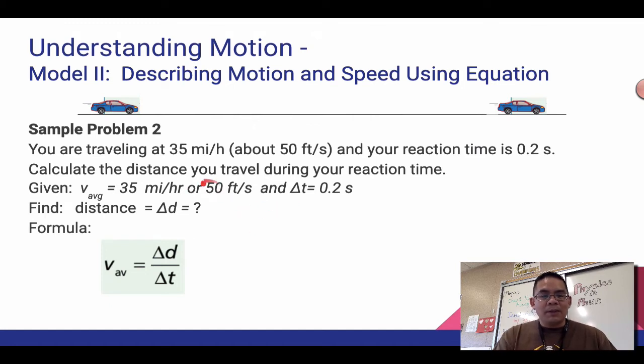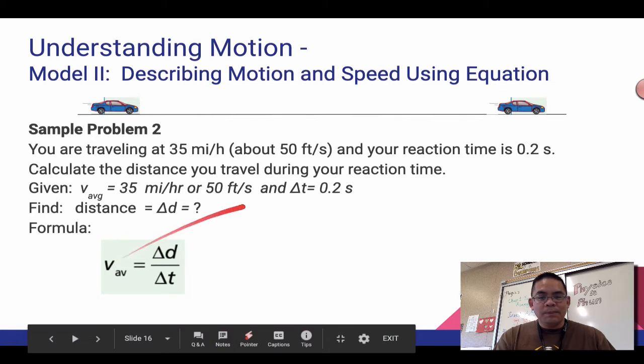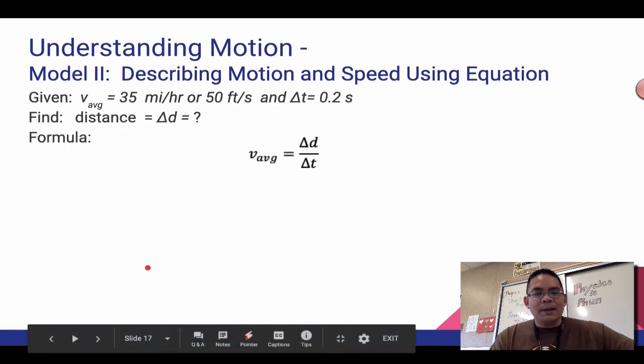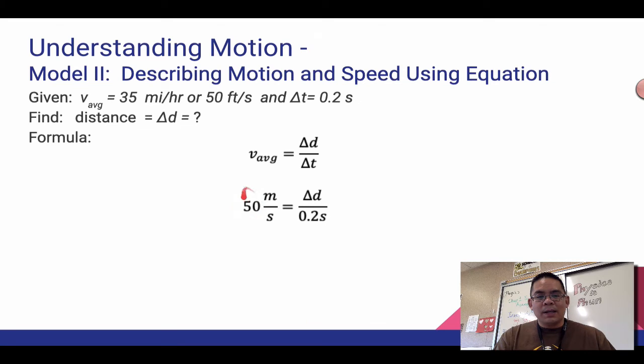So then I'm going to plug in the 50 into my V average. I'm going to plug in the time down below, and really delta D is what I'm looking for. So when I set that up, it's going to look like this. Plugging in those numbers, I get 50 on this side because that's the V average, and I get my 0.2 seconds down on the bottom because that's the time. And now I just got to do some algebra.